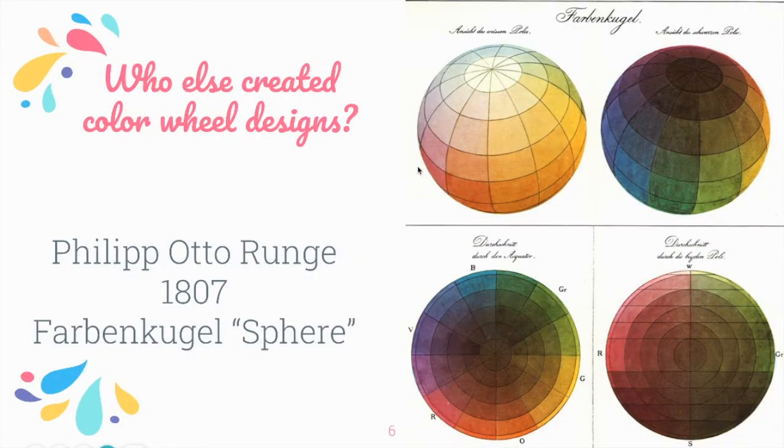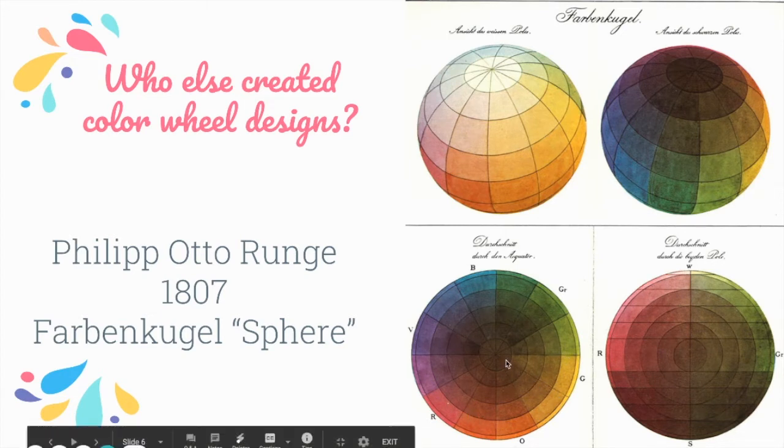Who else created color wheel designs? Philip Otto Runge in 1807 created this Farbenkugel sphere design, and his idea was inspired by a ball of light. In the top view he would have the light, and at the bottom he would have the dark, so the tints versus the shades.